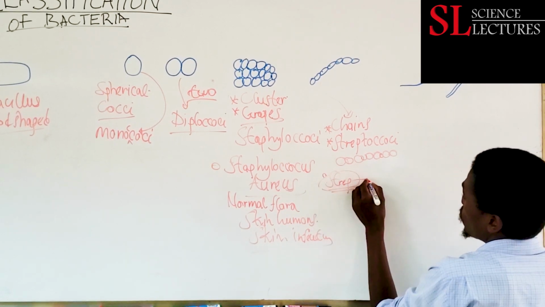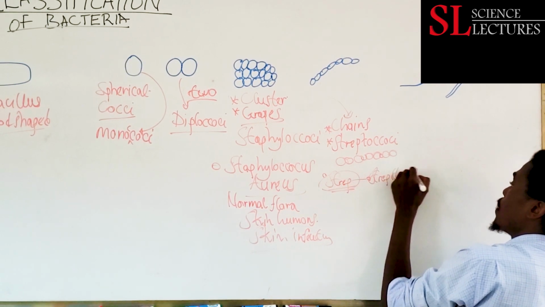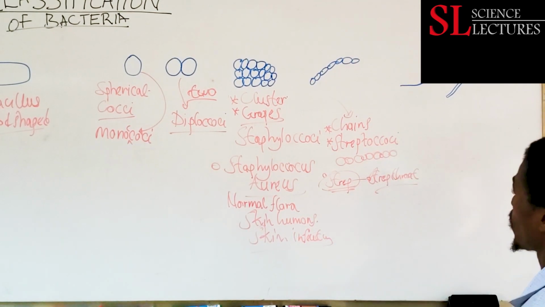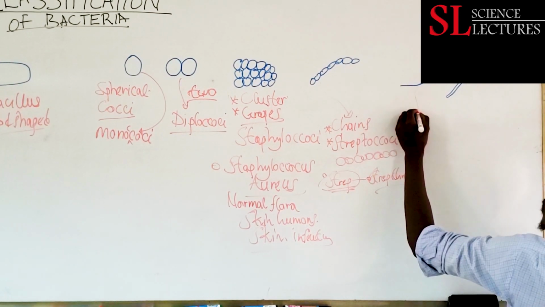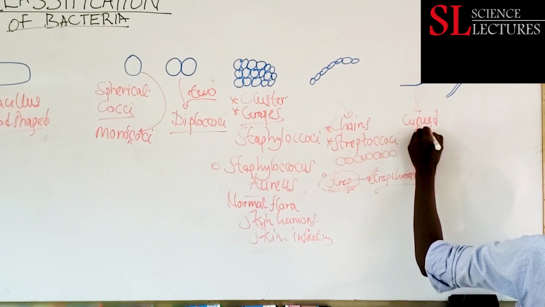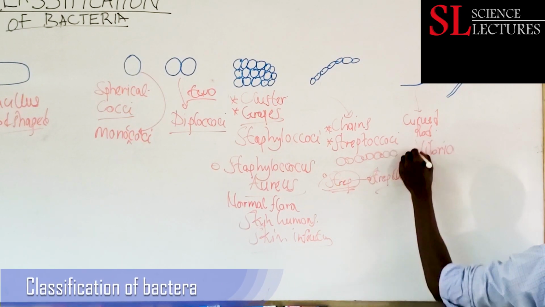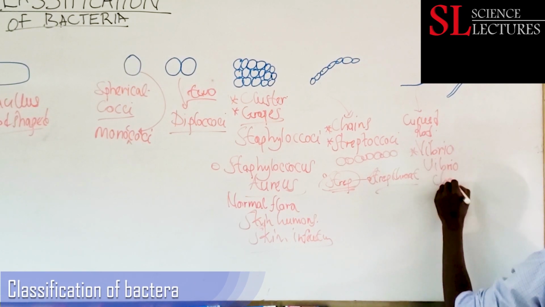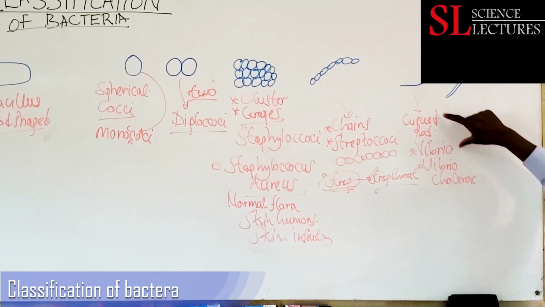Streptococcus, the bacteria that causes strep throat in humans. So that is how the Streptococcus will appear. Then if we have a rod that is curved, we have a curved rod. This is what we refer to as vibrio. The shape is vibrio, for example, Vibrio cholerae, the one that causes cholera.